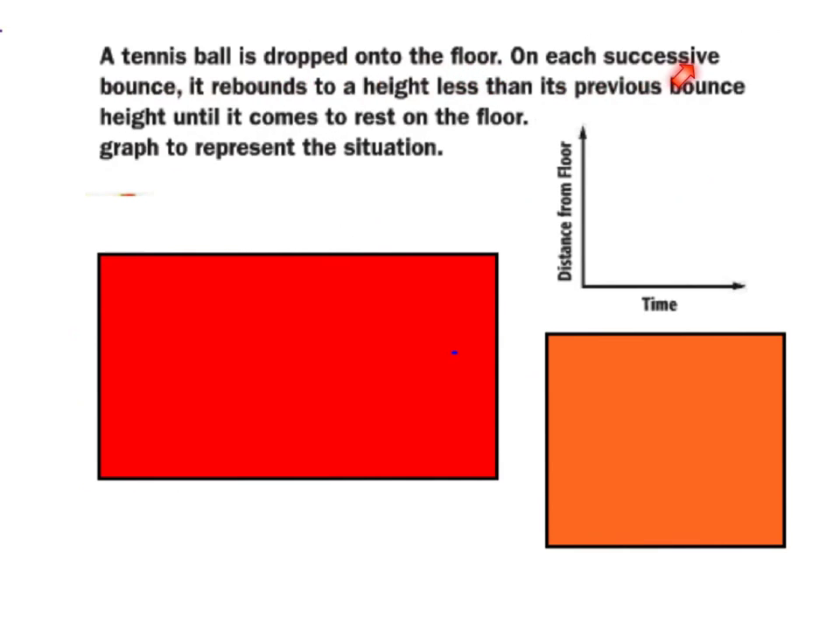At each successive bounce, it rebounds to a height less than its previous bounce height until it comes to a rest on the floor. So you need to graph this over time, distance from the floor. So what is happening? This is over time, distance from the floor. In other words, picture in your head what those bounces might look like. Again, please pause the video and try to do this on your own before restarting.